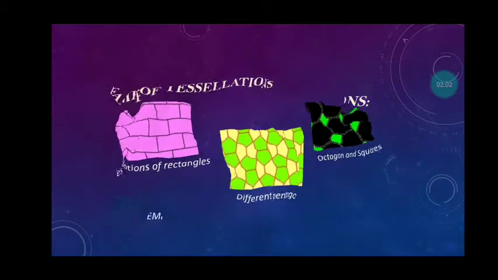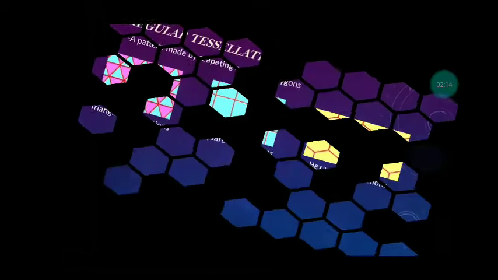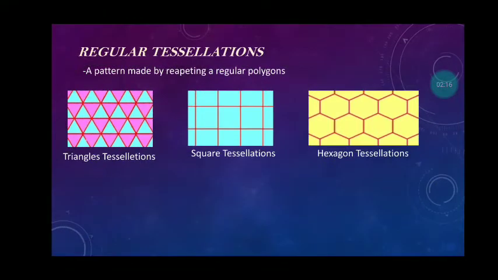Okay, so types of tessellation. The first one is regular tessellations. As you can see, it is only regular, with no other pattern. It is just regular polygons only, a pattern made by repeating regular polygons.